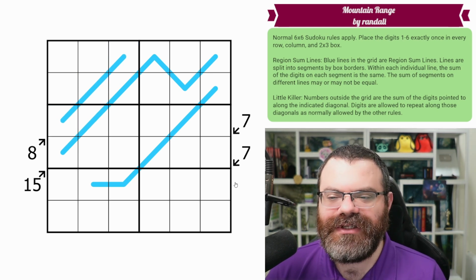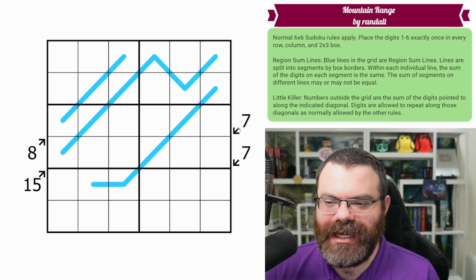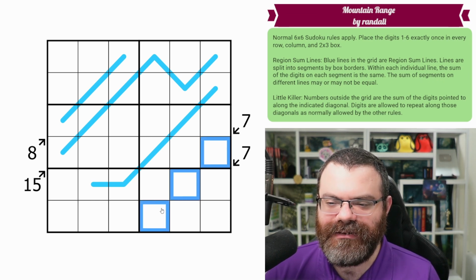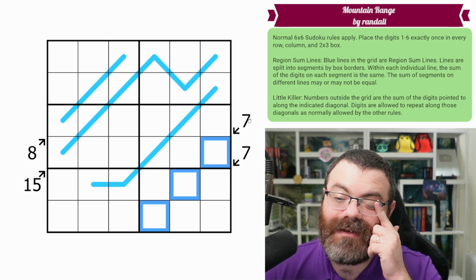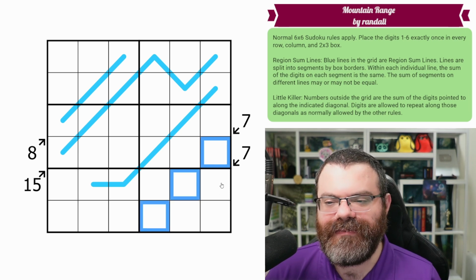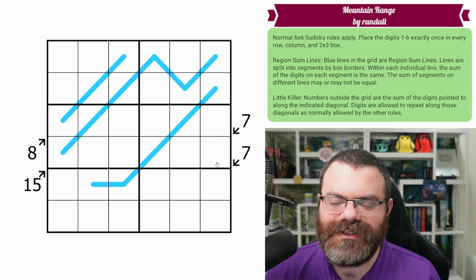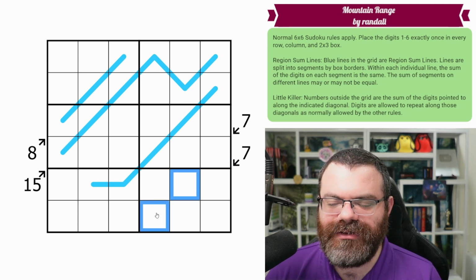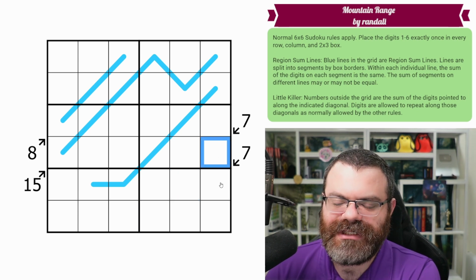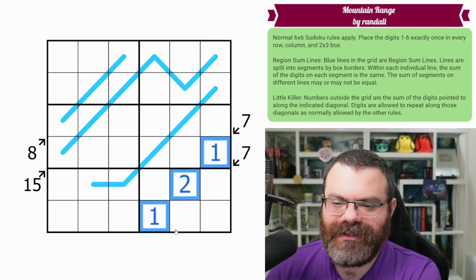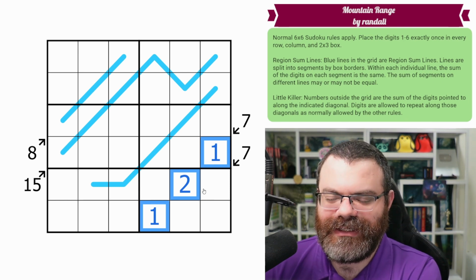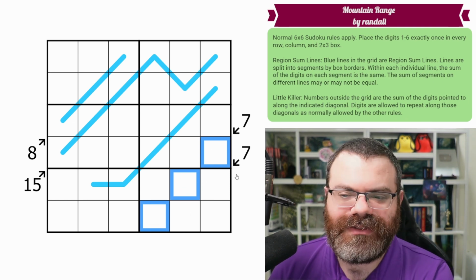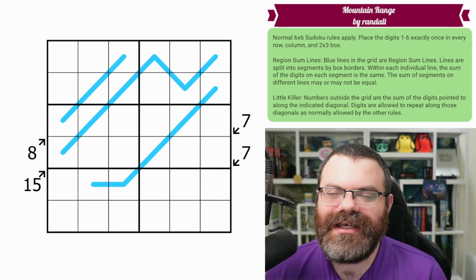In addition to that, we do have little killer clues. So that's these arrows outside the grid. They point at a diagonal, and the clue is the sum of that diagonal. So these 3 cells sum to 7, for example. There is no additional non-repeat rule for little killers. Sudoku does prevent you from repeating certain cells. We could, for example, do 1, 2, 1, and that doesn't add to 7, so that's not fine, but repeating the 1s is okay. And that's it. Those are the rules.